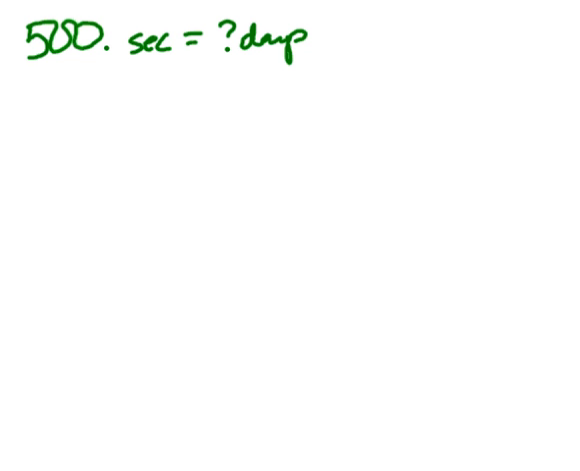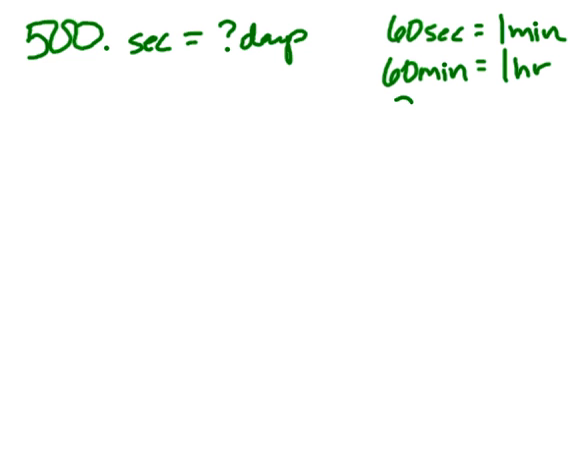Okay, so exactly 500 seconds is equal to how many days? Most of us probably don't know the number of seconds in a day, so let's build up to it. I know that there's 60 seconds in 1 minute, 60 minutes in 1 hour, and 24 hours in 1 day. Okay? So we have our equivalency statements. We need to build our conversion factors from that.